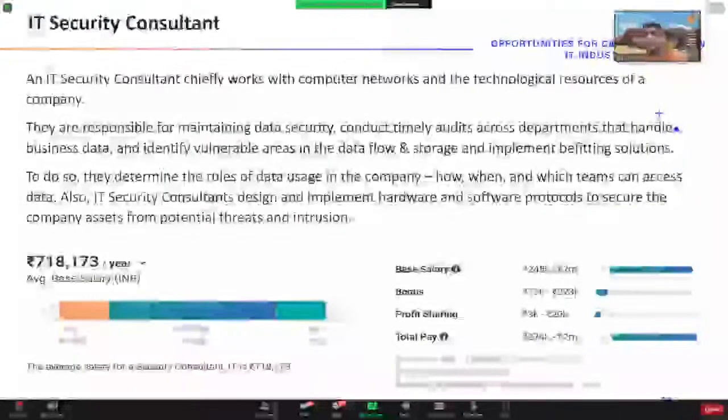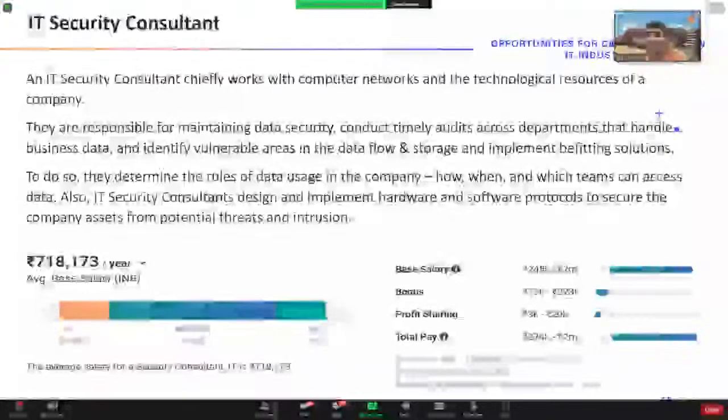Now let's shift to a different job domain, which is security. One of the roles under security which is growing is IT security consultant. Consultant does not sound like a job role or a career, but it is one of the best roles. Even a software consultant is there. Though it has not picked up in India, software consultants are growing.